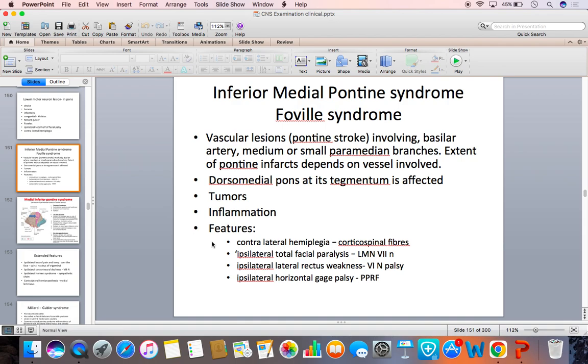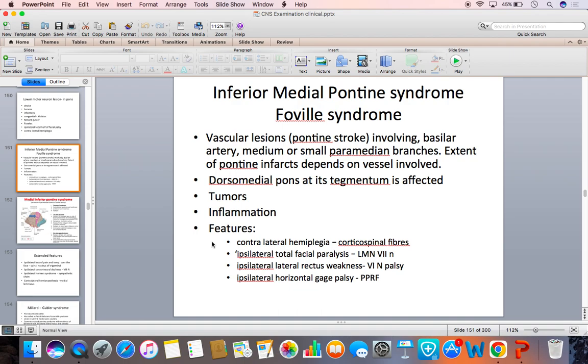In medial pontine syndrome, there is an infarction of the pons extending from the inferior medial part, with involvement of a few structures like the centers for the horizontal gaze, that is the parapontine reticular formation, etc. So here in Fowler syndrome, there is involvement of the basilar artery, medial and small paramedian branches, and the extent of the pontine infarction depends on the vessels involved. Dorsomedial pons at its tegmentum is affected. It could be due to tumors or due to inflammation.